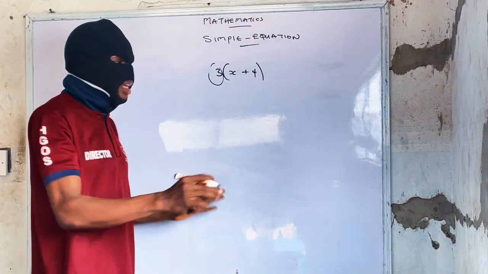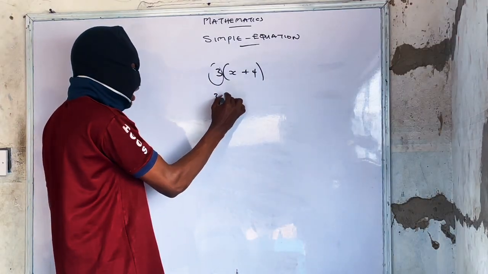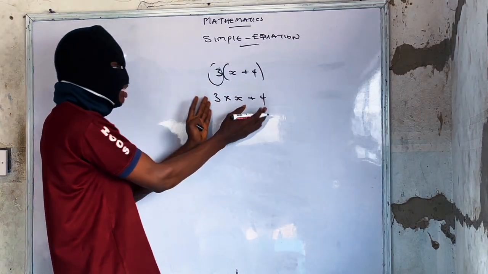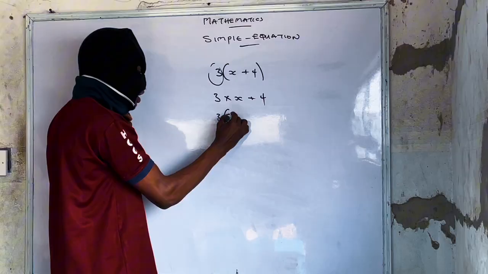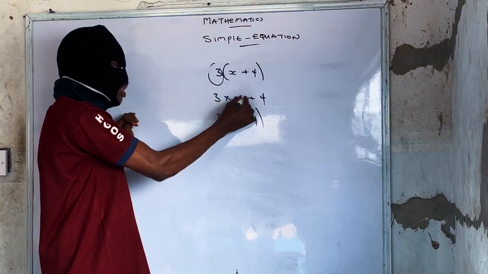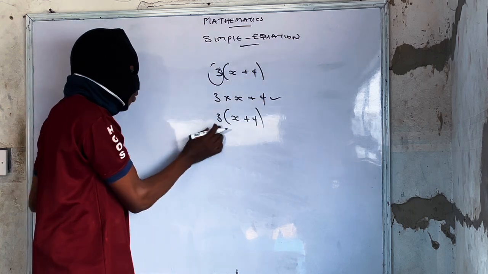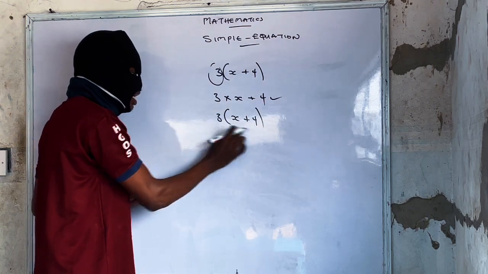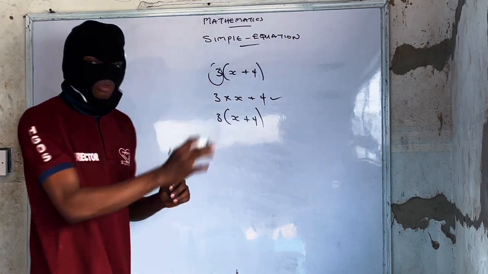You can see the difference by writing 3 times x plus 4. This one is different from writing 3 into bracket x plus 4. In this one, the 3 is only for x here. But in this one, the 3 is for both x and 4.